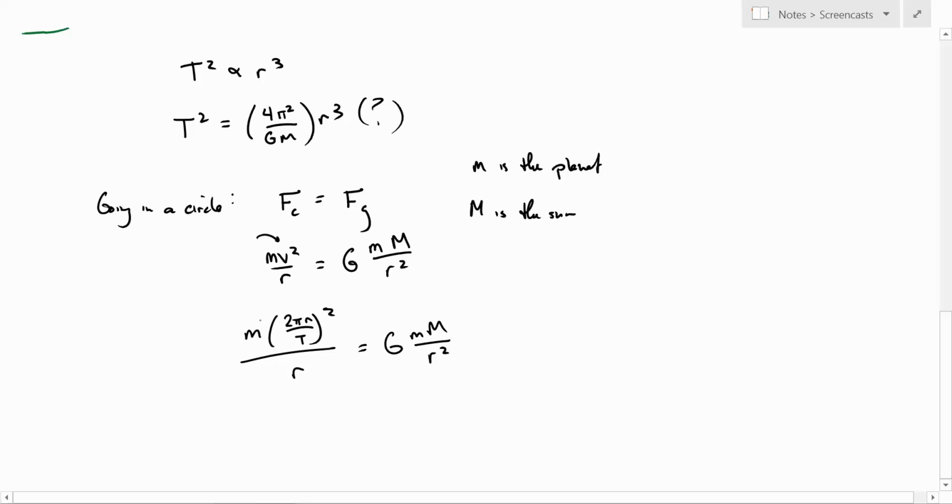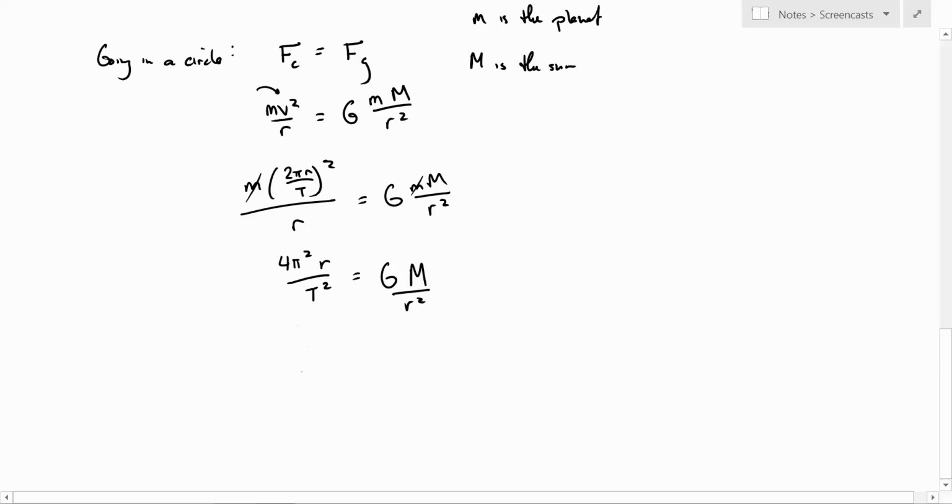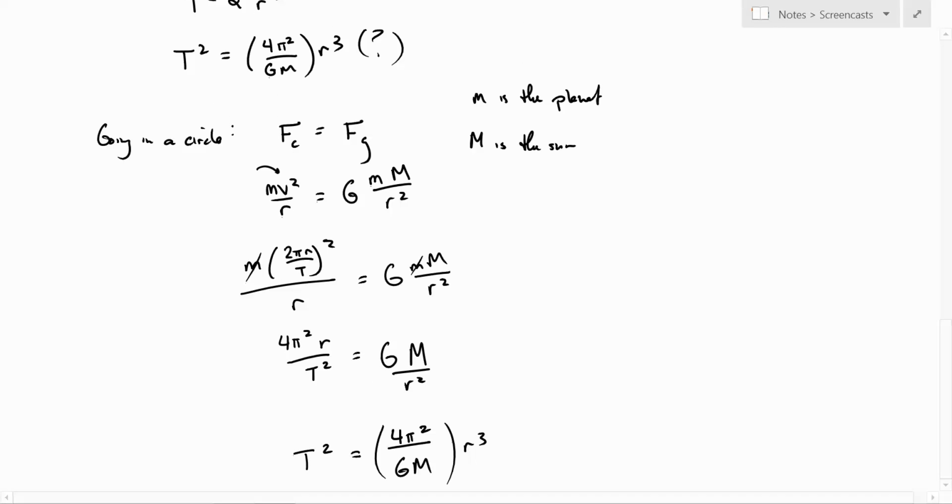All right, so anyway, if we do this, let's get rid of these m's. So we've got 4 pi squared r over T squared is equal to G M over r squared. And we can kind of already see where this is going. Pull the T squared up top and kind of flip things around. We've got 4 pi squared divided by G M, and then we get an r cubed, which is, astonishingly enough, the claim that we had made.